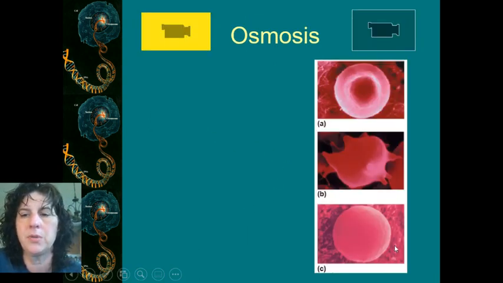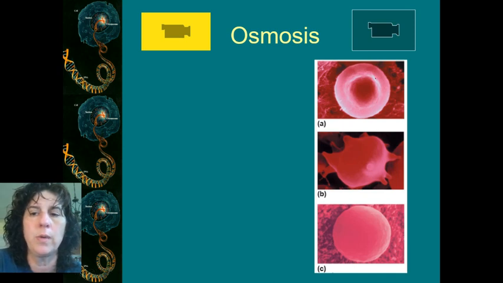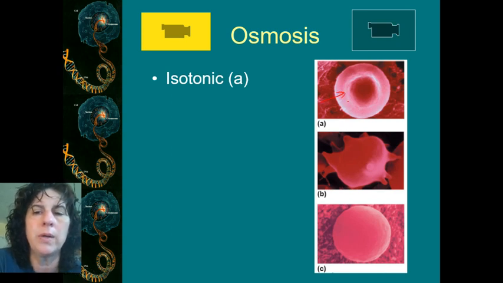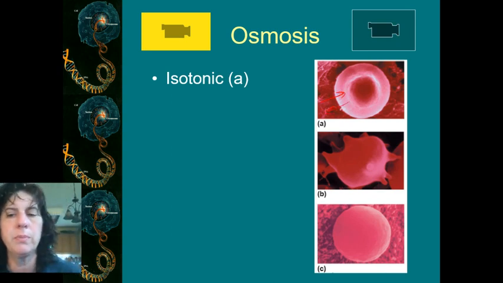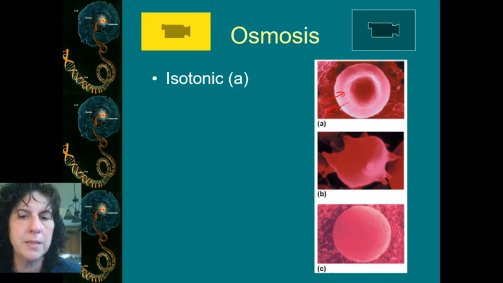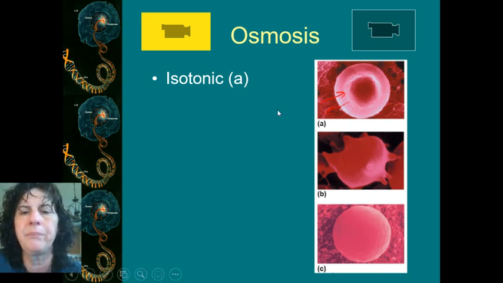So looking at here, these are red blood cells. This is what a red blood cell in A should look like. So that would be equal amounts of water going in and going out of the cell. So the blood floating around in your plasma would be isotonic because there's some water going in, some water going out, but you're not breaking the cell in any way.